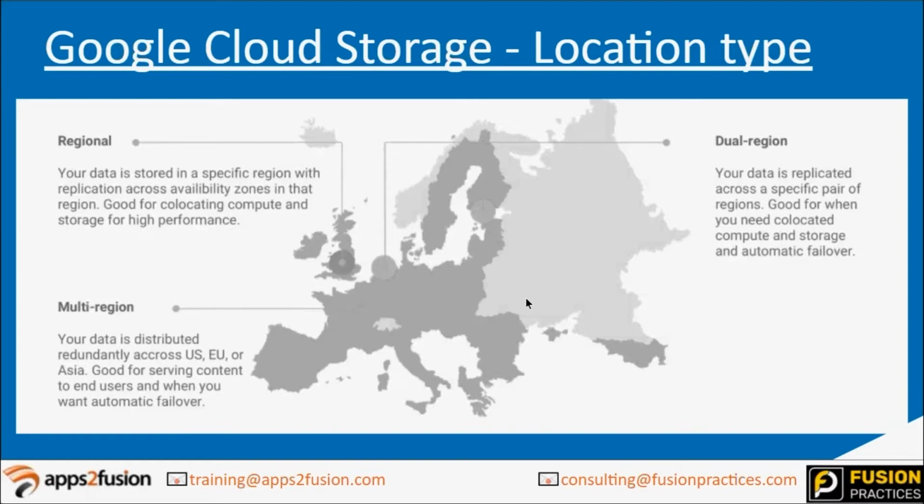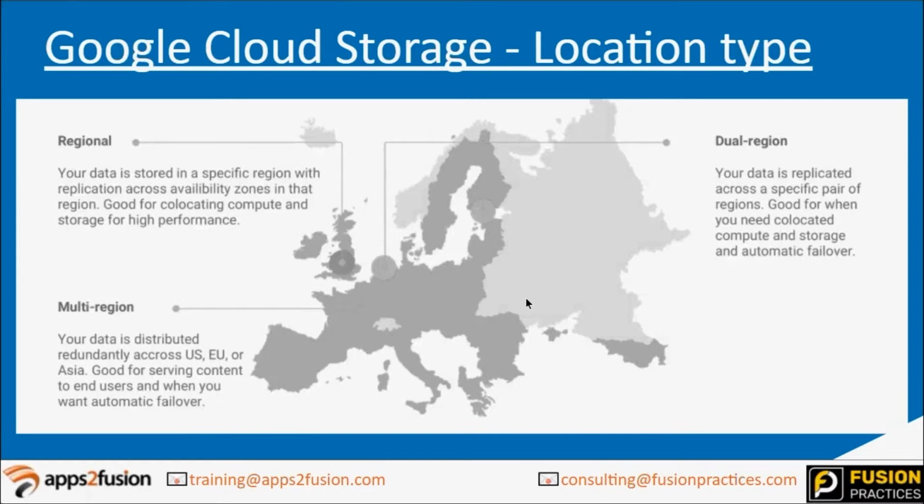Dual region: your data is replicated across a specific pair of regions. Good for when you need co-located compute and storage and automatic failover. Multi-region: your data is distributed redundantly across US, EU or Asia. Good for serving content to end users when you want automatic failover.